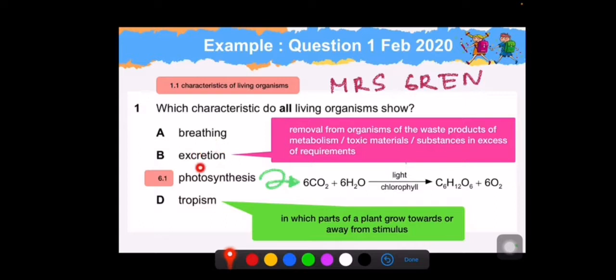Dan teacher, itu je dalam Mrs. Grant. Yes, itu je. Tapi kita tengok kat bawah tu dia kata photosynthesis. Tak ada definition untuk photosynthesis. Tapi kita cuba identify because photosynthesis topik mana ya? So you cari, dia adalah topik 6.1.